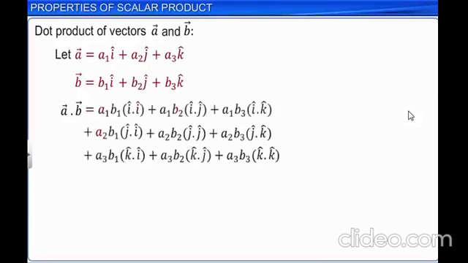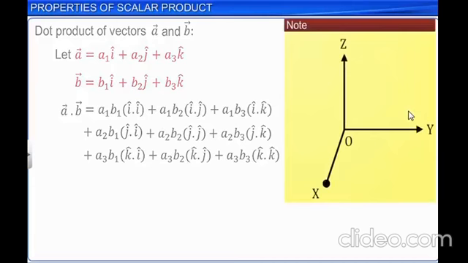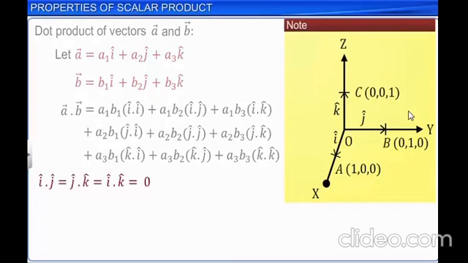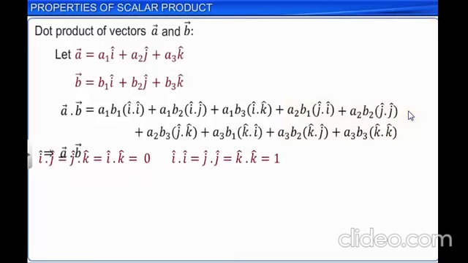We know that unit vectors i, j and k are mutually perpendicular to each other. We also know that the dot product of two mutually perpendicular vectors is 0, and the dot product of a unit vector with itself is equal to 1. Substitute the corresponding values in the expansion.